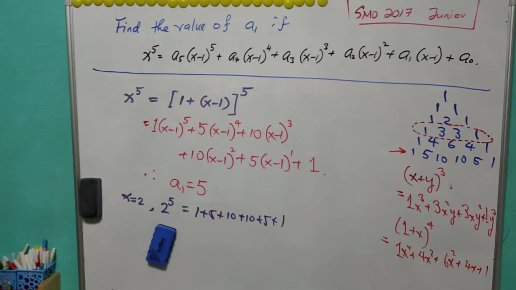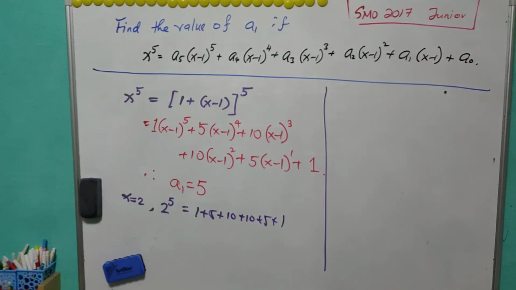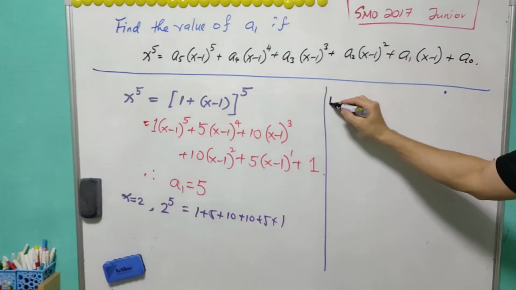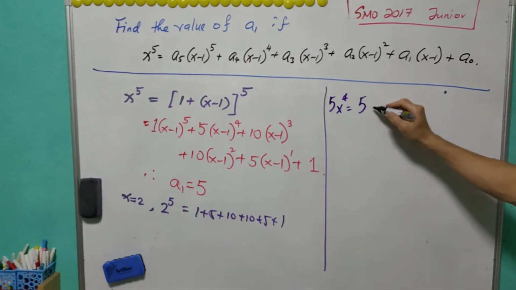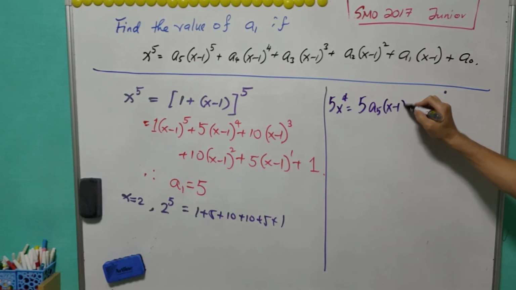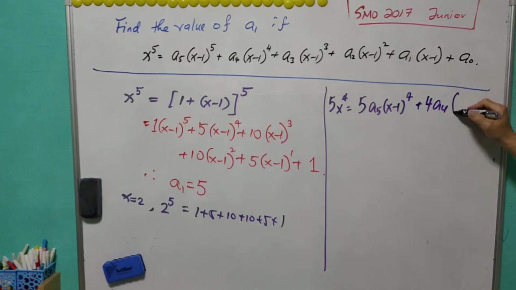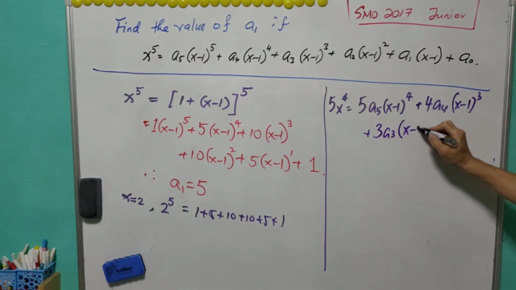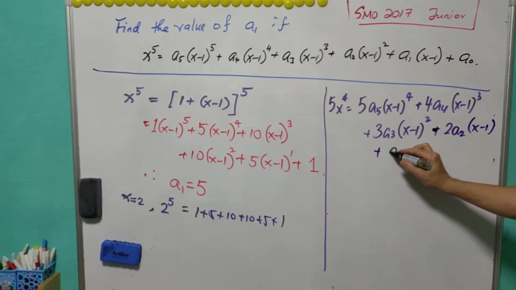Now we are going to look at the second method. For the second method, we are going to use calculus. Differentiate each of the terms with respect to x. So it will be 5x^4 equals 5a5(x-1)^4 plus 4a4(x-1)^3 plus 3a3(x-1)^2, plus 2a2(x-1) plus a1.